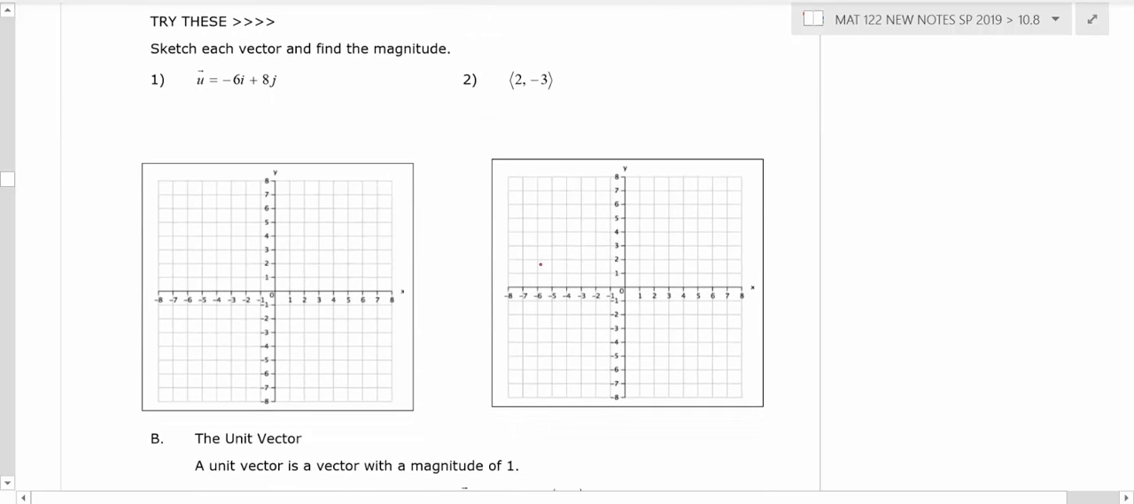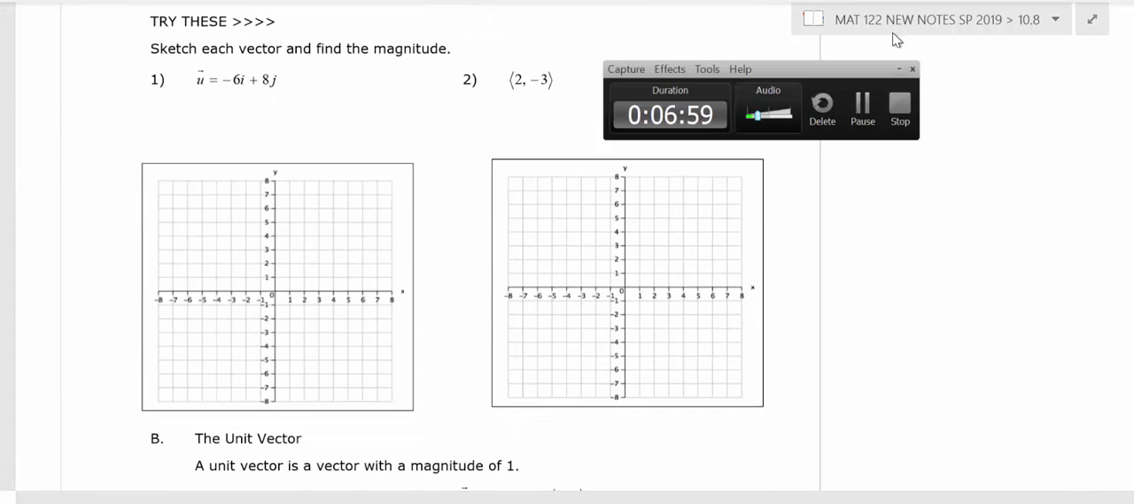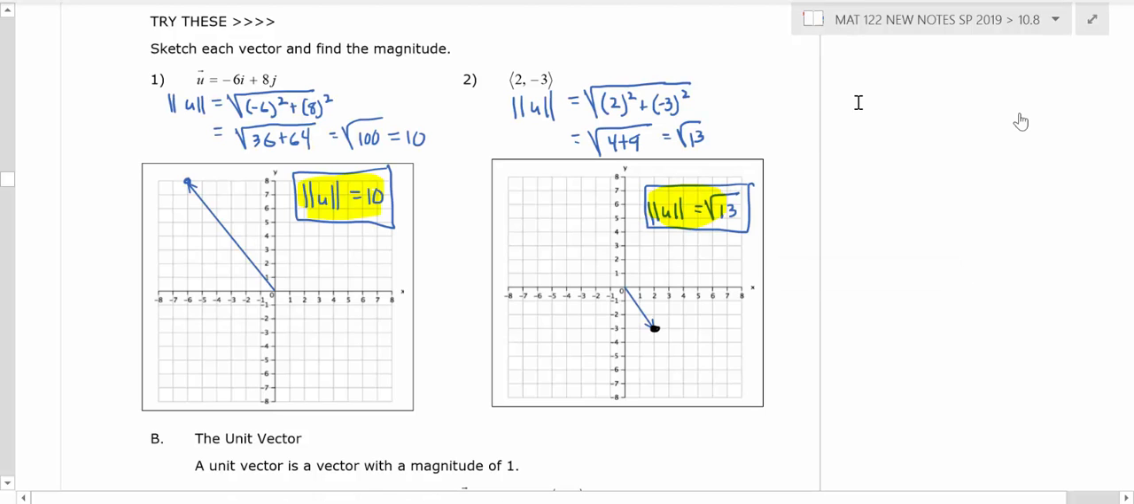Okay, all right, let's go to the next page. Let's try just these two. Pause the video and then come back and check and see if you're doing these okay. Okay, so go ahead and check and see if you're on the right track here. Number 1, you should have got 10. Number 2, you should have got square root of 13, which is already simplified.